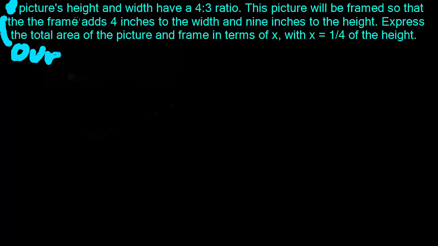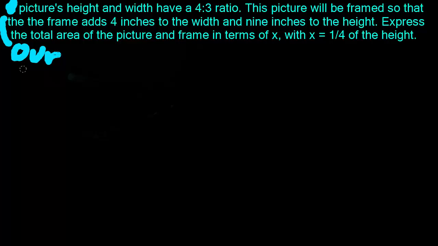Our picture's height and width have a 4:3 ratio. This picture will be framed so that the frame adds 4 inches to the width and 9 inches to the height. Express the total area of the picture and frame in terms of x, with x being 1/4 of the height.